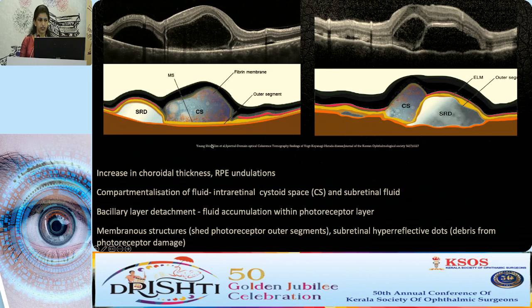First of all, the increase in choroidal thickness and the RPE undulations. These are seen in the majority of the eyes. And if you see this, this is associated with more recurrence and worse vision.